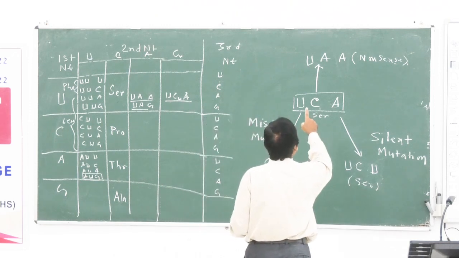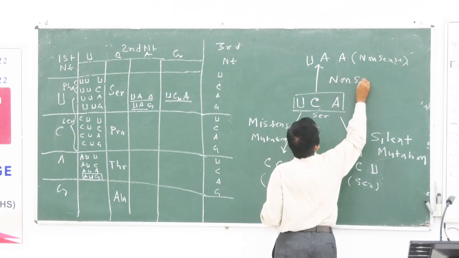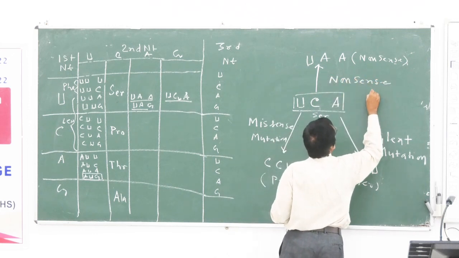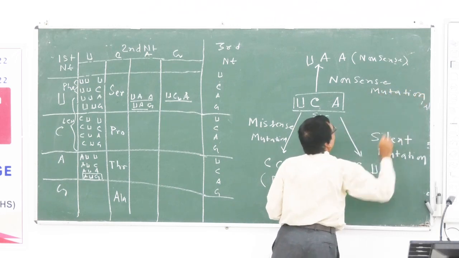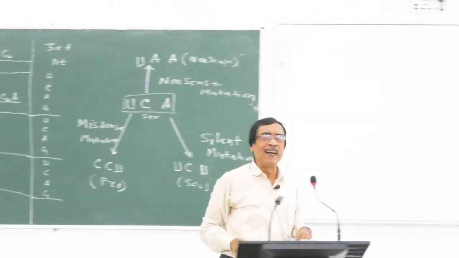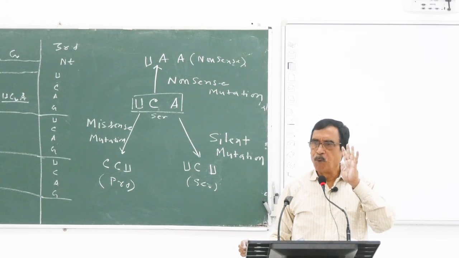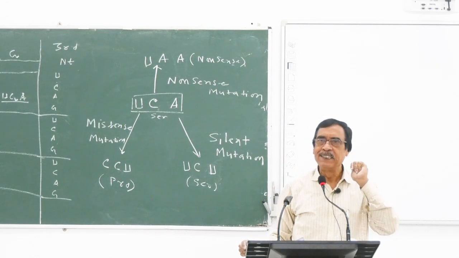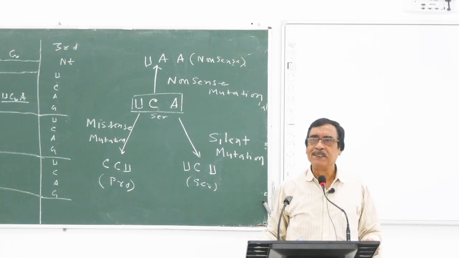And here, change of the amino acid leads to a nonsense codon, nonsense mutation. So from this diagram it is clear about the three types of the point mutation. One is the silent, one is the missense, one is the nonsense. So what happens in the nonsense mutation?